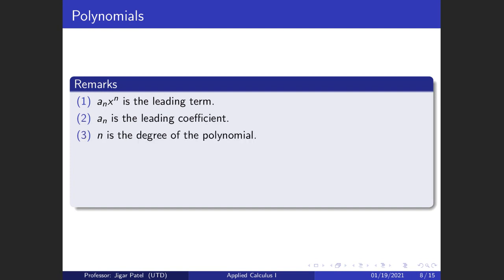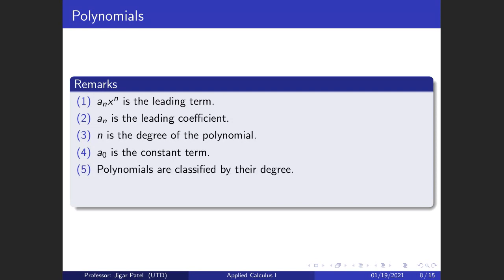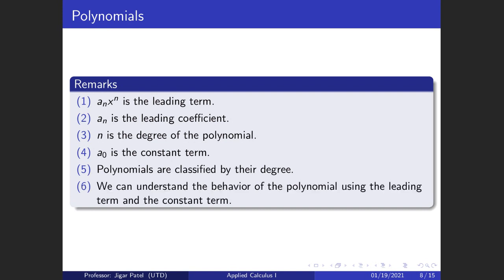All right. a_0 is our constant term, and then I also mentioned that polynomials are classified by their degrees, and then we can understand the behavior of the polynomial using the leading term and the constant term. So this is really something that is already known to us. So you see how nicely we are into the discussion of polynomials now.